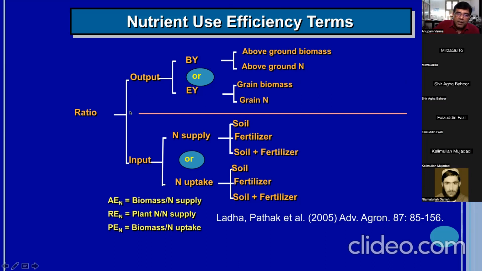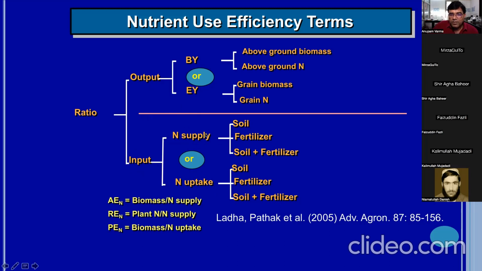Now come to the denominator. The part which is above the line is your numerator and it is divided by your input. Output divided by input. So input can be in different respects, like nitrogen supply.